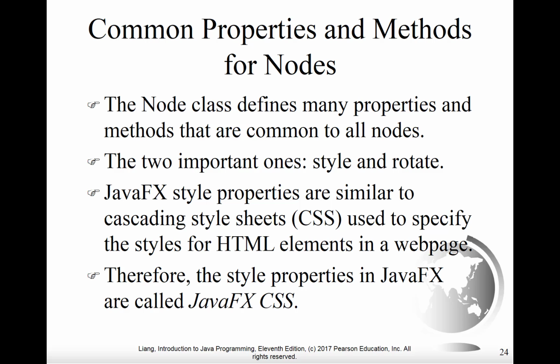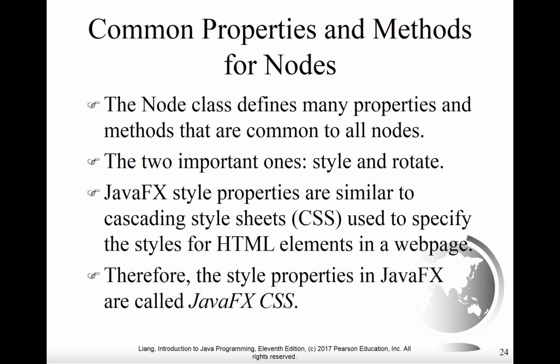As you recall from the UML diagram that we saw quite some time earlier, there are all sorts of different shapes that derive from the shape class, and the shape class derives from the node class, as well as the image view deriving from the node class. So nodes constitute all sorts of different things that we might be using in JavaFX programming. Within the node class, then, are many properties and methods that are common to everything that derives from what we refer to as nodes. Two of the most important ones are style and rotate, and these are things that you often wish to apply in groups.